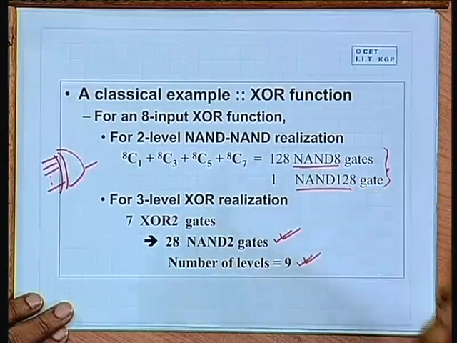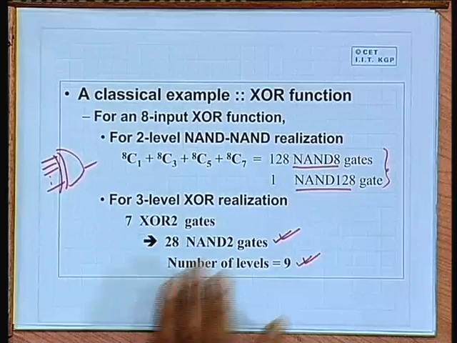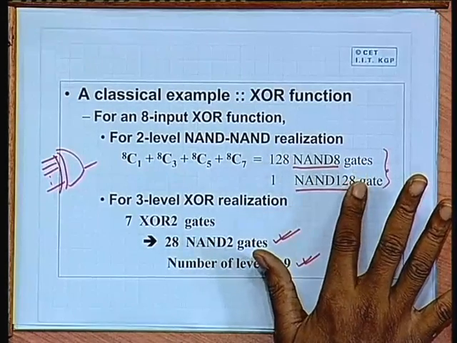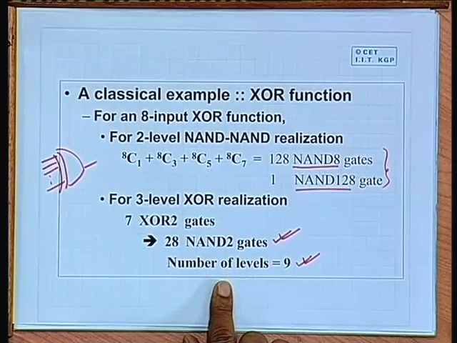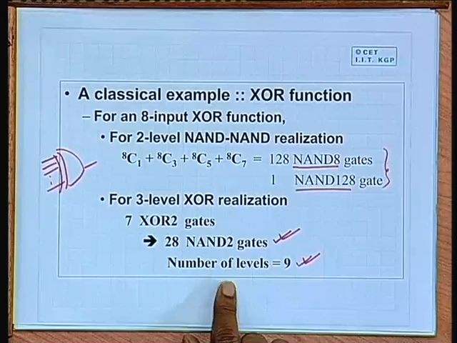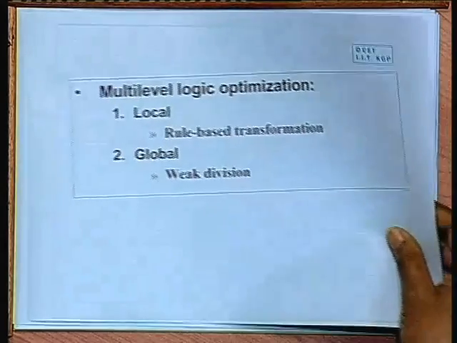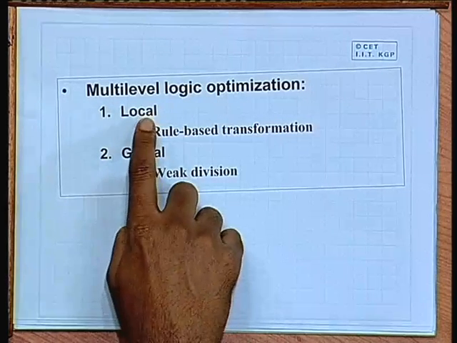Okay. So, this particular example shows you that there are some examples of circuits for which 2 level realizations are not feasible. We must go for multi-level realizations. And for multi-level optimization, there are a number of methods which have been reported. Now, broadly, these methods can be classified into local and global.